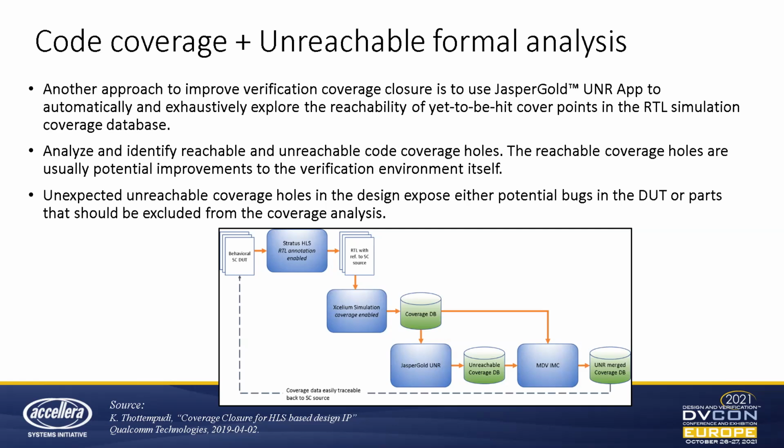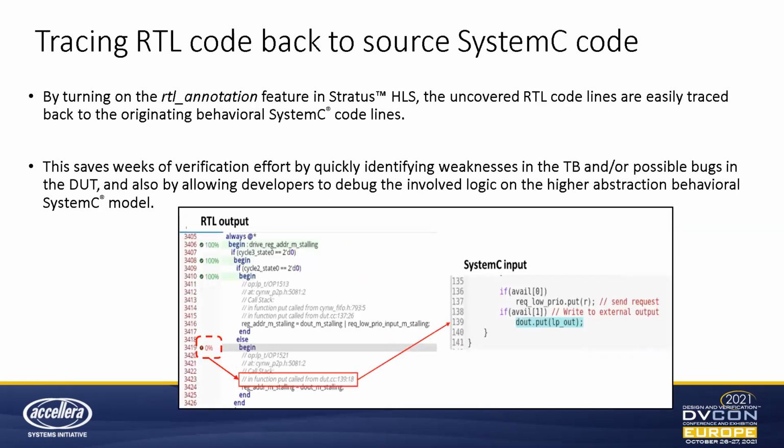Tracing back uncovered RTL code to the originating SystemC source is straightforward in Stratus HLS by enabling the RTL annotation feature. As you can see here, the uncovered coverage hole can easily be traced back to SystemC source using the RTL annotation feature in Stratus. In this picture, the IMC coverage viewer is used to analyze the code coverage results. And the 0% that you see in the picture, that's the missing line coverage in the RTL.